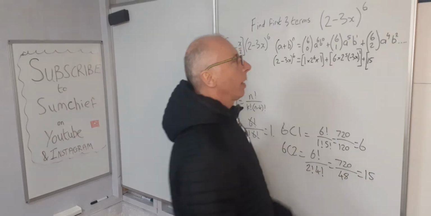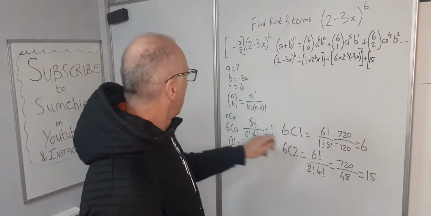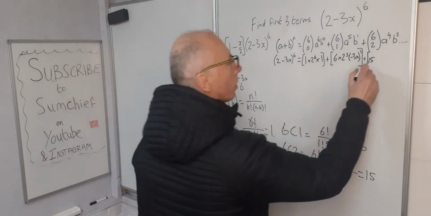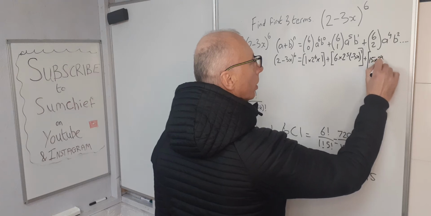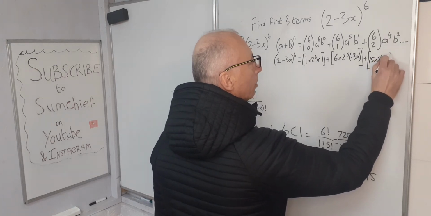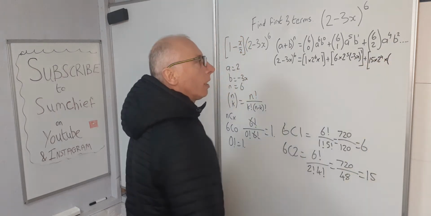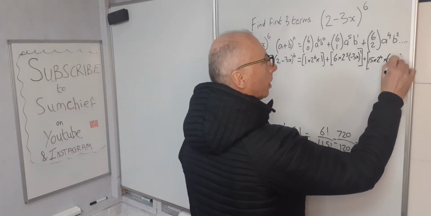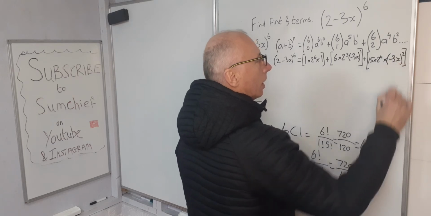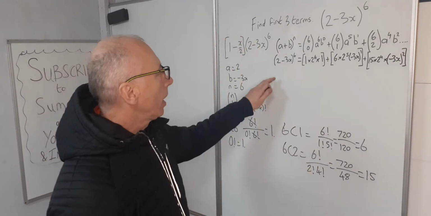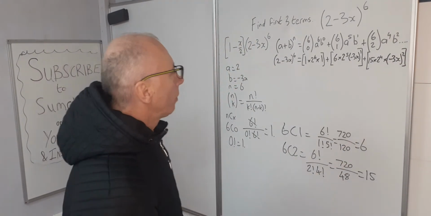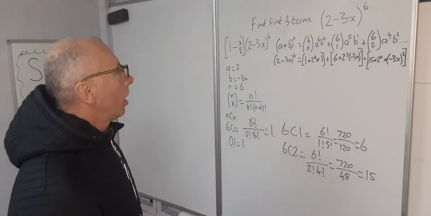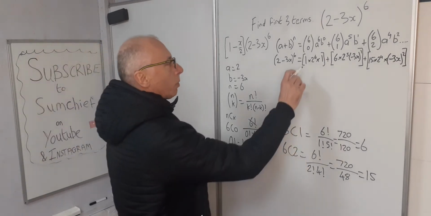And we're going to multiply that by a to the power of 4. Our a is 2, so that's 2 to the 4. And then we're going to multiply that by our b, which is minus 3x, and then squared. Okay, so now we're well on the way to finding our first terms.